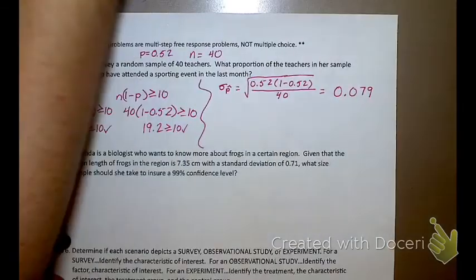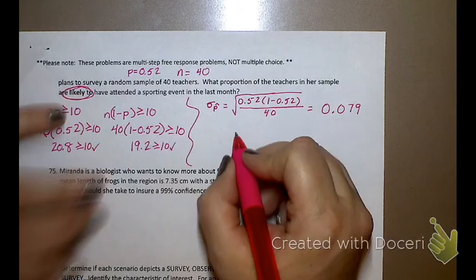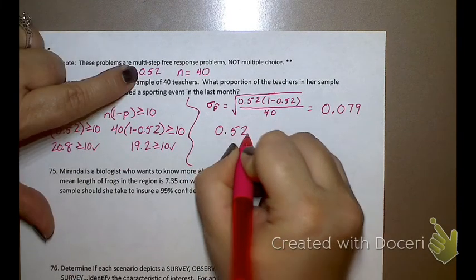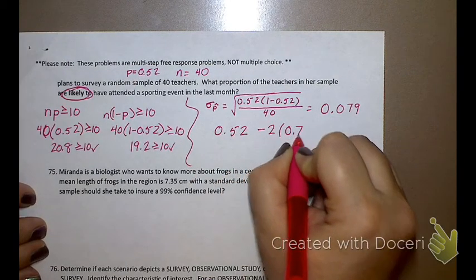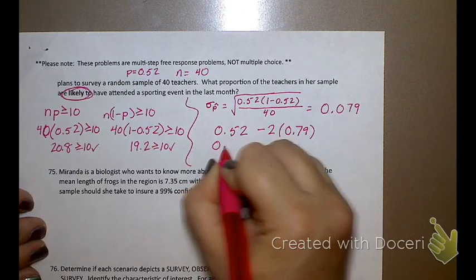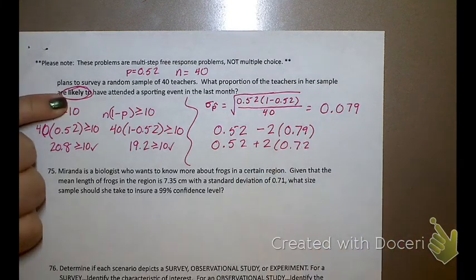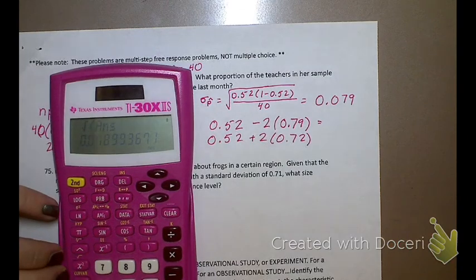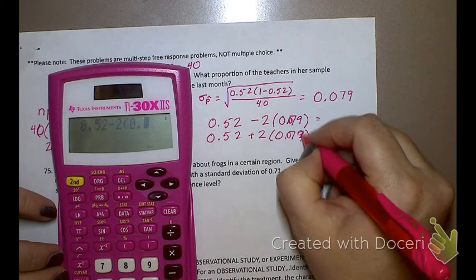Oops. Okay, so likely interval. Likely interval, that means I'm going to take the mean, which is my 0.52, and I'm going to subtract 2 standard deviations, and I'm going to add 2 standard deviations. That's what we do when we have likely or reasonable or any of those words right there. So 0.52 minus 2 times this should be 0.079. Goodness, I'm messing them all up. And 0.079.